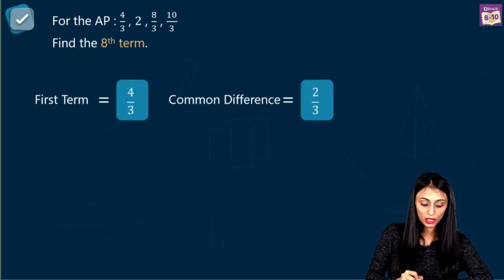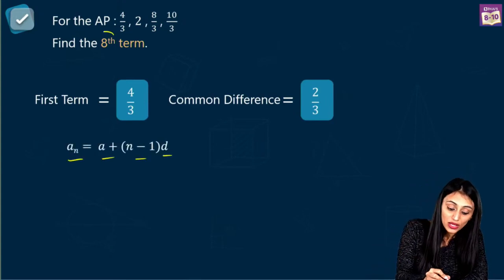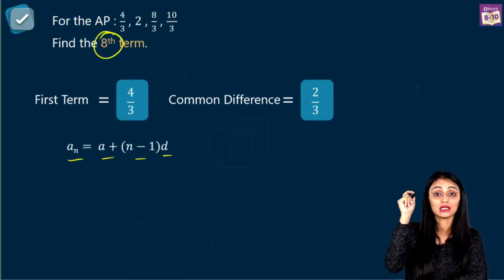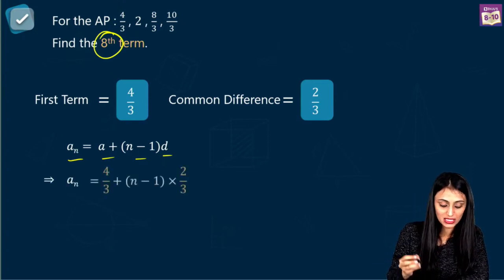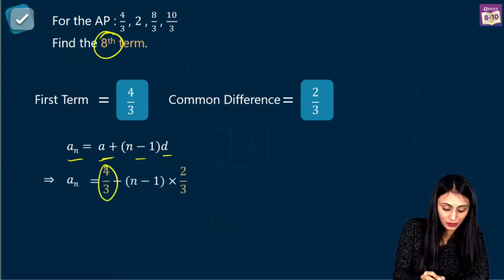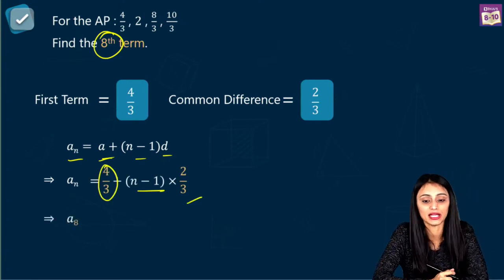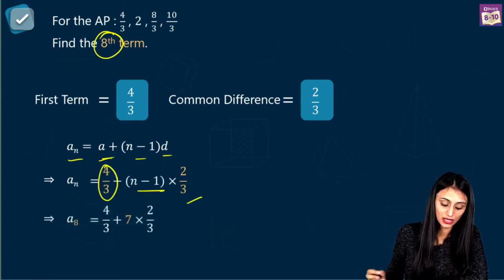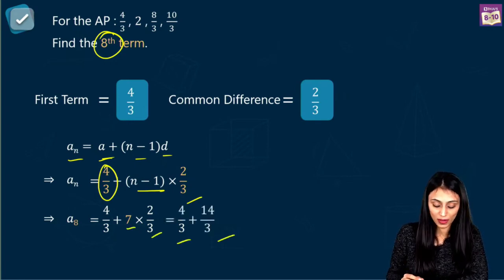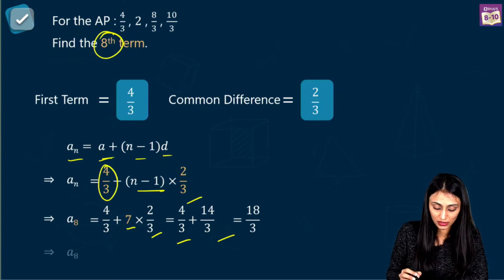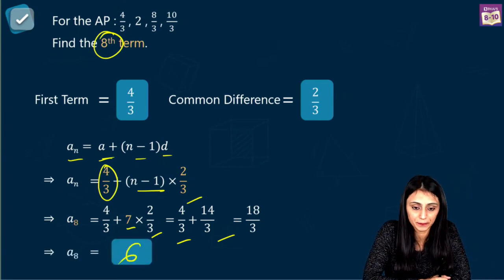Now, using the formula of the nth term of an AP, that is an equal to a plus n minus 1 times d. We have to find out the 8th term. So, 8 represents n over here, right? So here let's substitute all the values. a is 4 by 3, n minus 1 as it is, d is 2 by 3. Let's put 8 over here in place of n. Correct? So we get 4 by 3 plus 7 times 2 by 3. On simplification, you get 4 by 3 plus 14 by 3, which is 18 by 3, and that's going to be equal to 6. Very simple one.